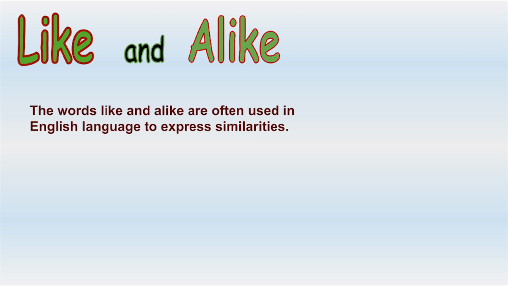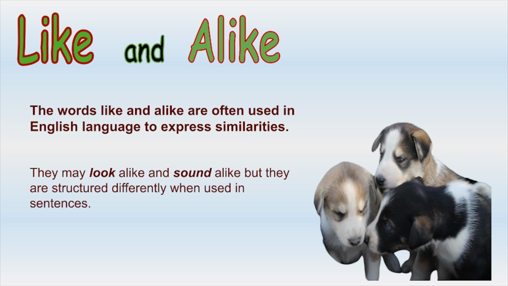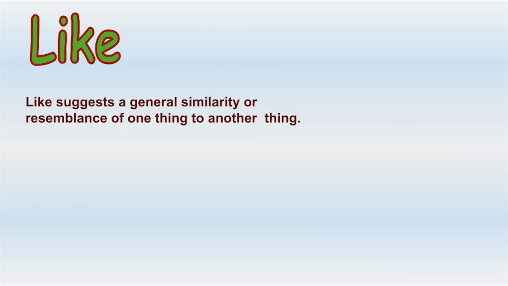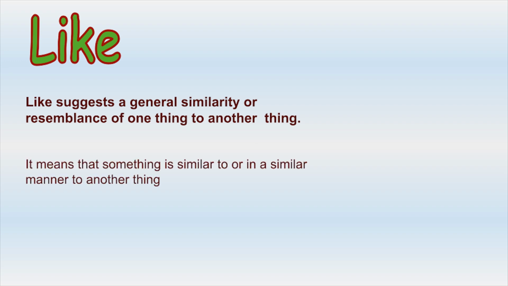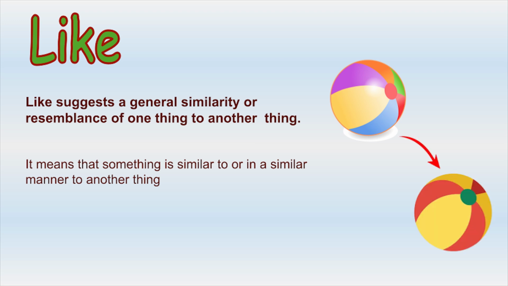The words like and alike are often used in English language to express similarities. They may look alike and sound alike, but they are structured differently when used in sentences. Like suggests a general similarity or resemblance of one thing to another thing. It means that something is similar to or in a similar manner to another thing. This ball is similar to that ball, but they are not the same. To compare similarities, like is used as a preposition.